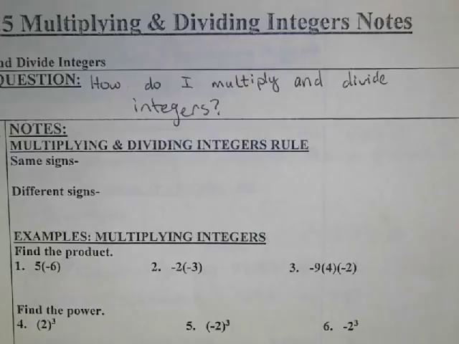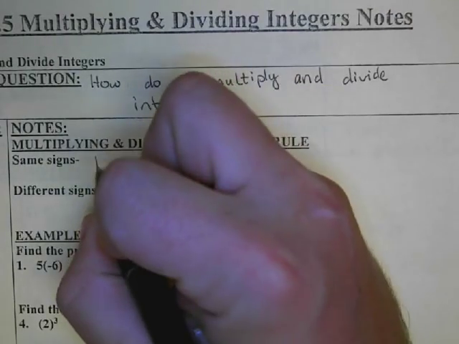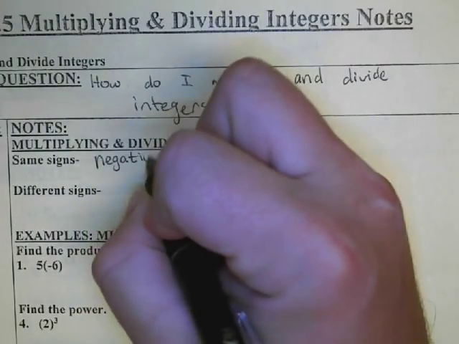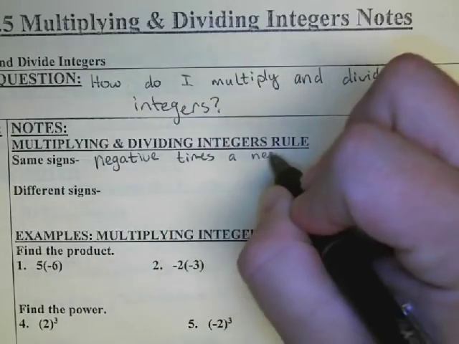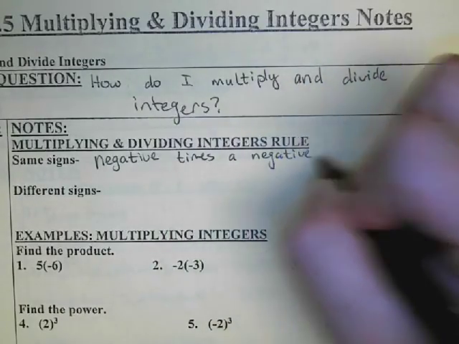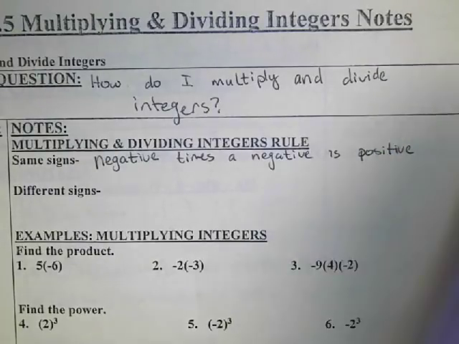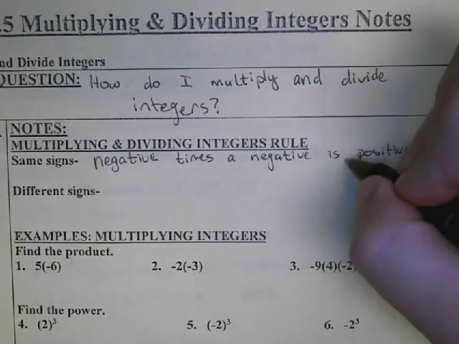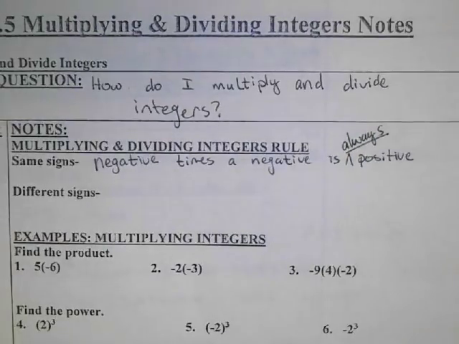So our first rule is if we have the same signs. So same signs would be something like negative times a negative is positive. And that's always. A negative times a negative is always positive. We will add that in there. Always positive.